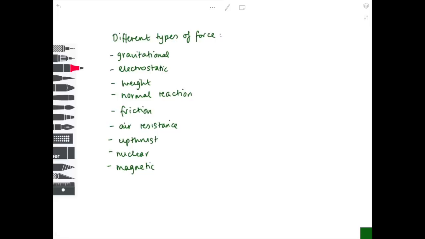So first of all, notice that some of these forces are contact forces, and these are forces which act between two objects that are actually physically touching each other. Non-contact forces is obviously, as the name suggests, when they don't touch.